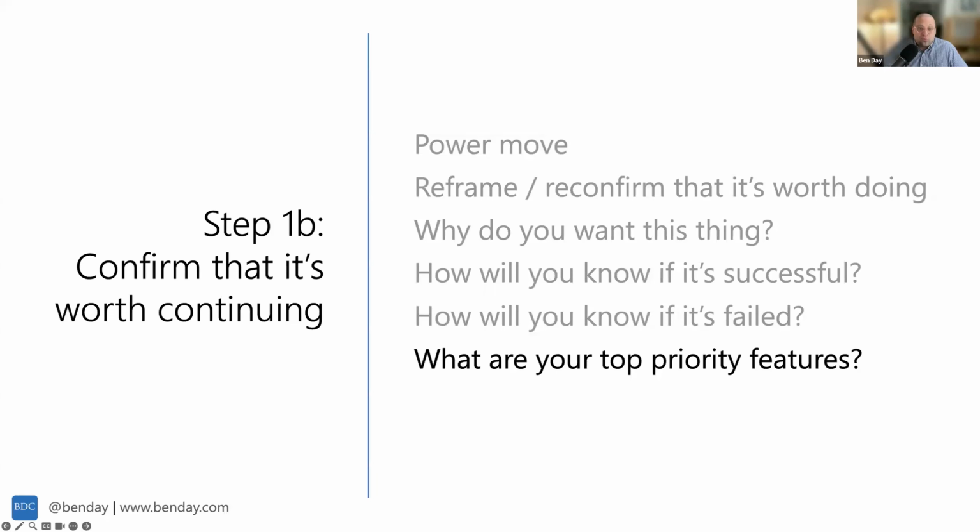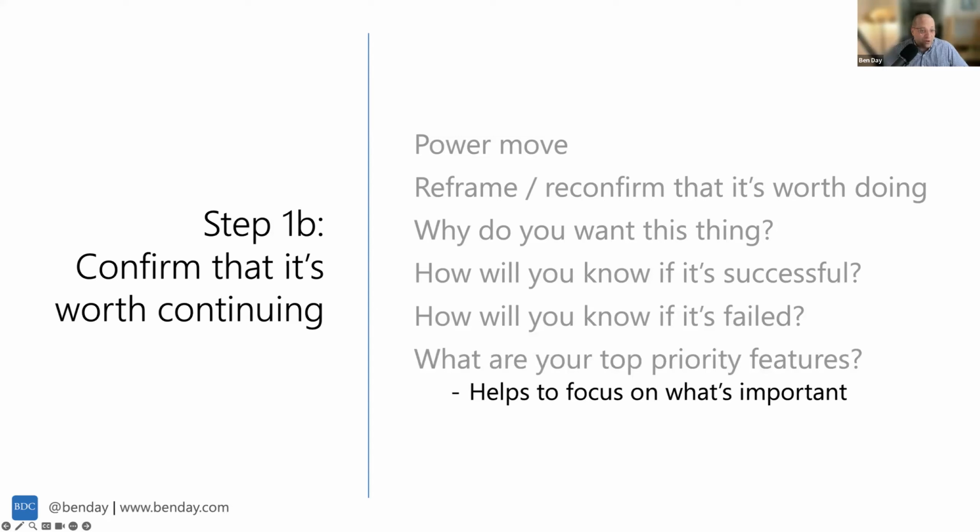I would also ask, what are your top priority features? Now, if you're working with CTOs, CEOs, they always say, well, everything is my top priority feature. And you're like, okay, cool. But if you really only could do one or two, what would you do? It's worth it to really push on these things. So what are the top priority items? And this really will help you to focus on what's important.